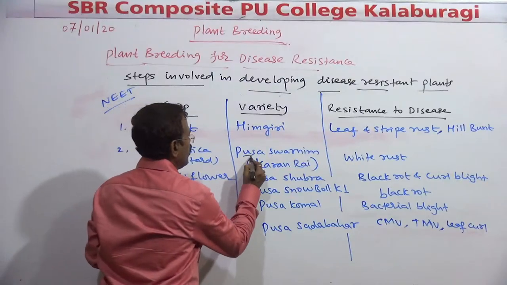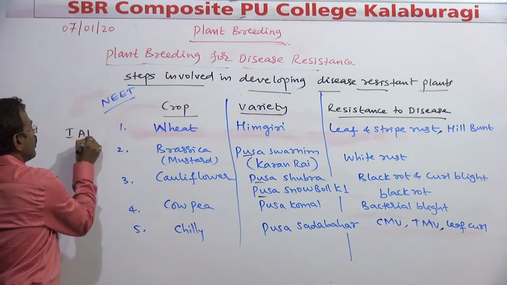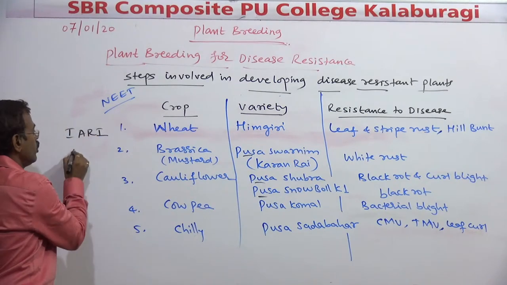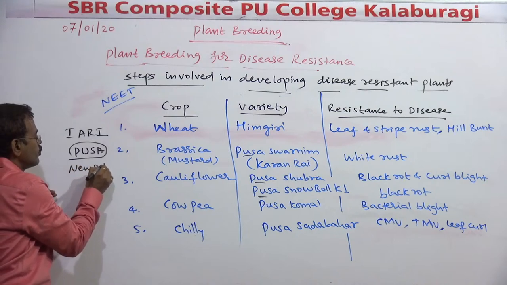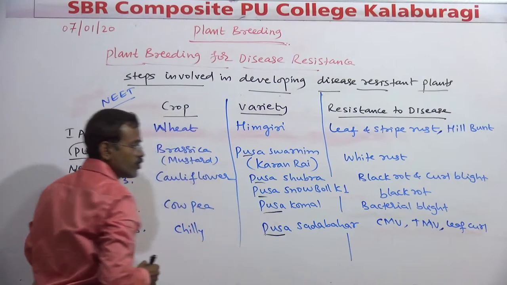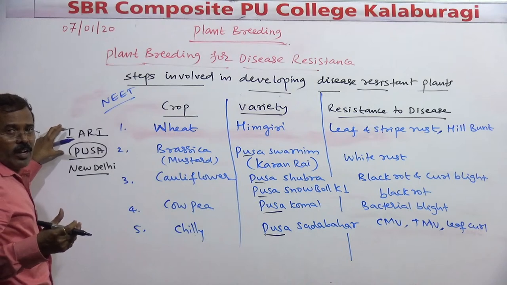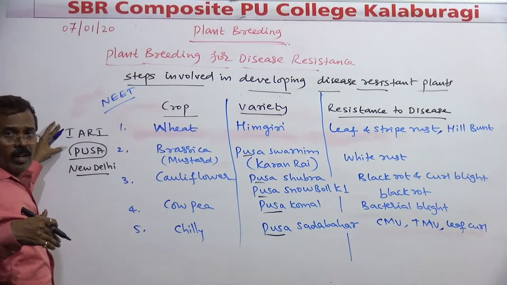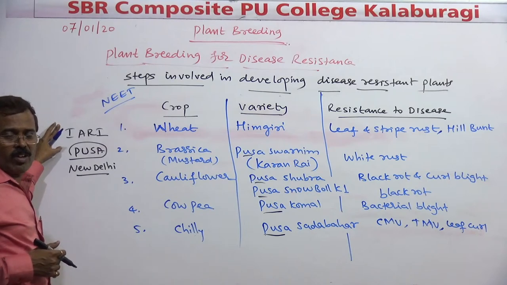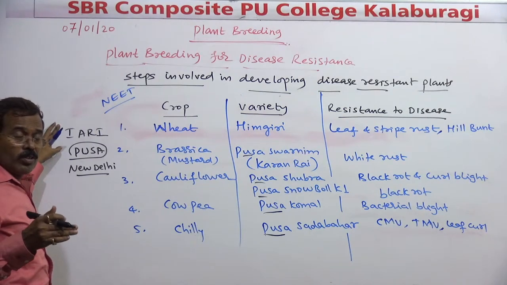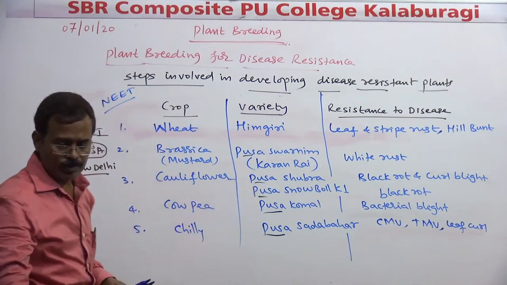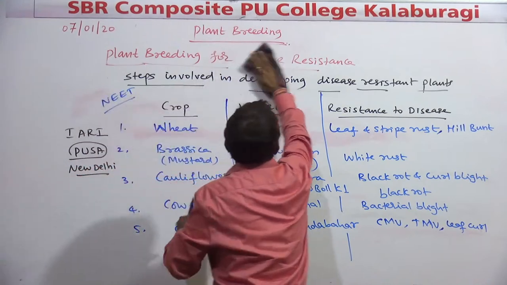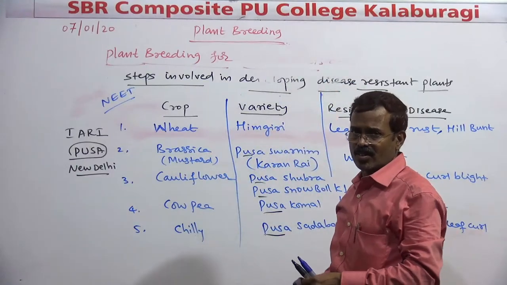Okay. So we are using the term PUSA here. Indian Agriculture Research Institute, IARI, popularly known as PUSA, situated at New Delhi. That's why we use the term PUSA here. It works under the Indian Council of Agricultural Research under the Ministry of Agriculture. It carries out various research programs to develop several disease resistant and insect pest resistant plants. That's why the name is given PUSA. So this is all about plant breeding for disease resistance.